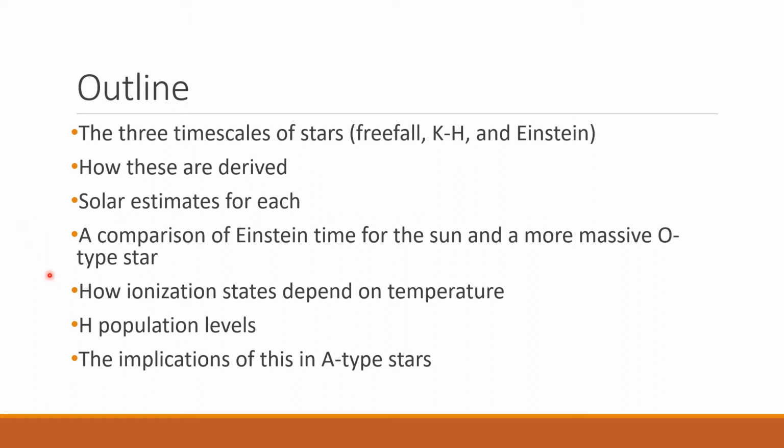Following that, we'll pivot to our ionization states. We'll look at how they depend on temperature, what that means for the population levels in the hydrogen atom, and what it implies for the spectrum of A-type stars.